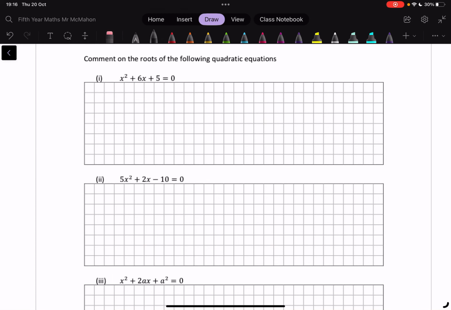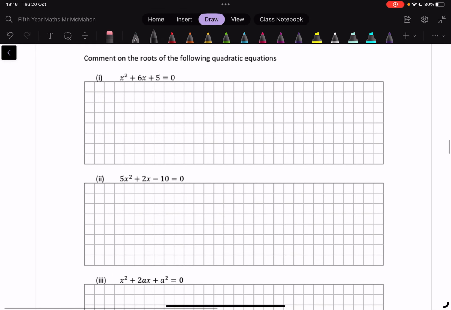So question 5 asks us to comment on the roots of the following quadratic equations. That should be a red flag for us, or alarm bells, that we're going to have to use that discriminant. And we have to remember those rules that went with the discriminant, so what it meant for it to be greater than 0, equal to 0, less than 0, and so on and so forth.